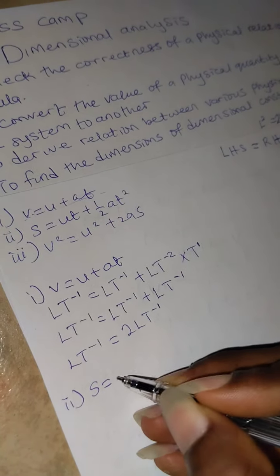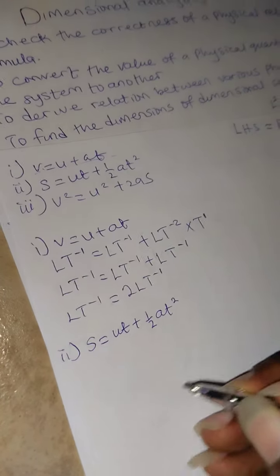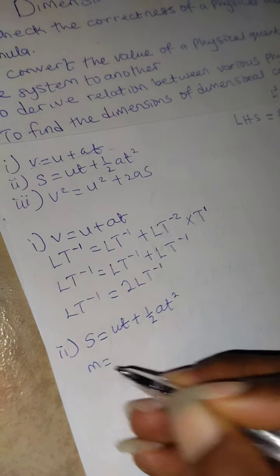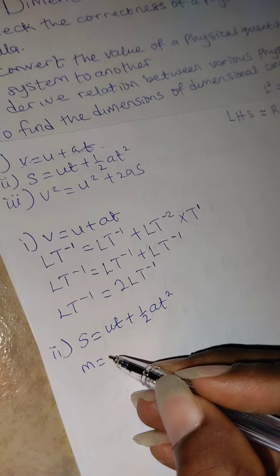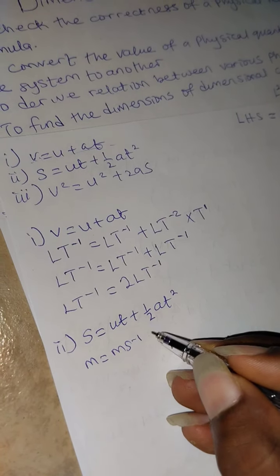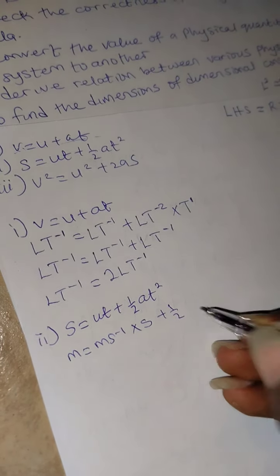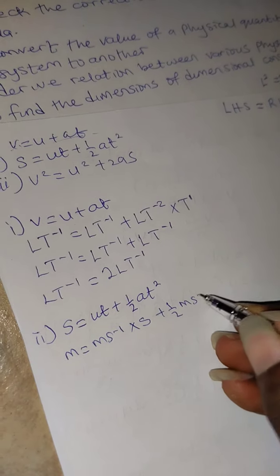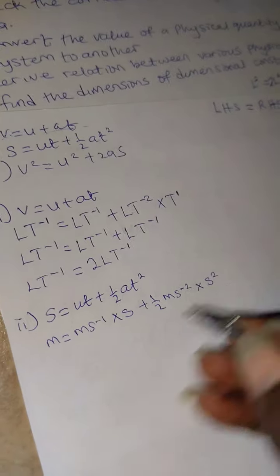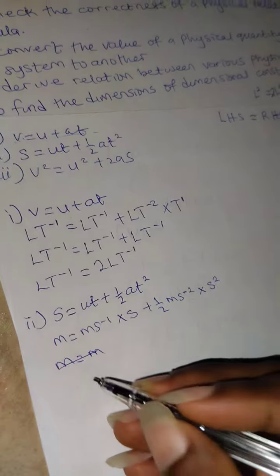Now we are moving to the second one. So s equals ut plus half at squared. The SI unit of s is meter. The SI unit of velocity is meter per second. I just purposely want to write the SI unit in case you have forgotten. And the SI unit of time is seconds, plus half acceleration. The SI unit of acceleration is meter per second squared, times seconds squared.